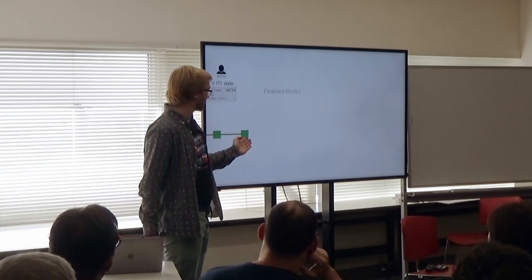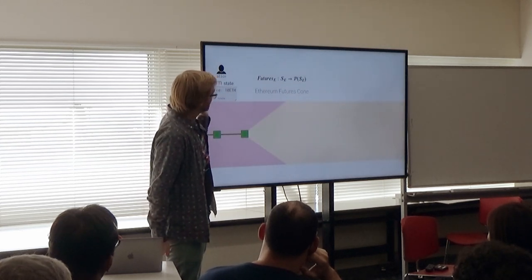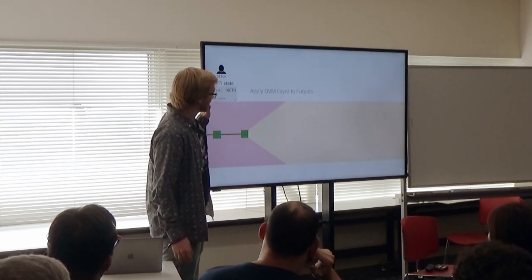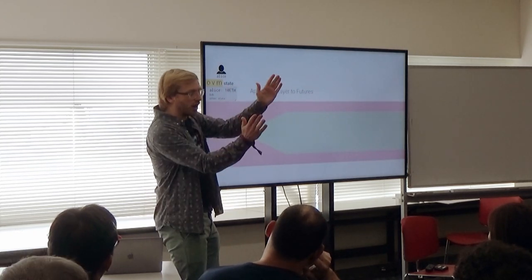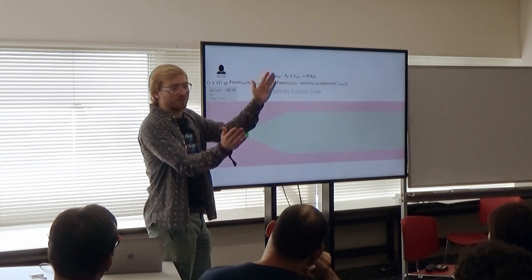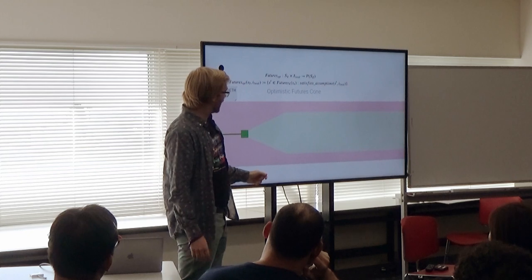We have the finalized blocks that we saw before. We have the same Ethereum futures cone as before, but now, based on this layer, some of these states which are possible according to the EVM are no longer possible according to my assumptions, because I believe that I'm going to do something about them. That's usually the assumption, right? This is what we see.